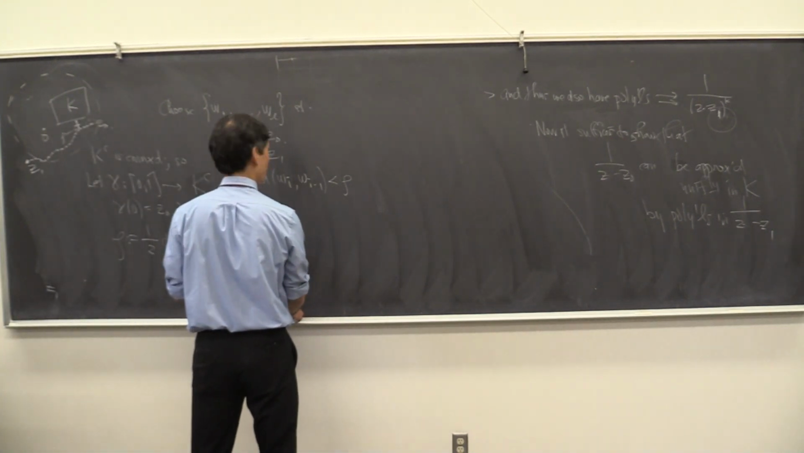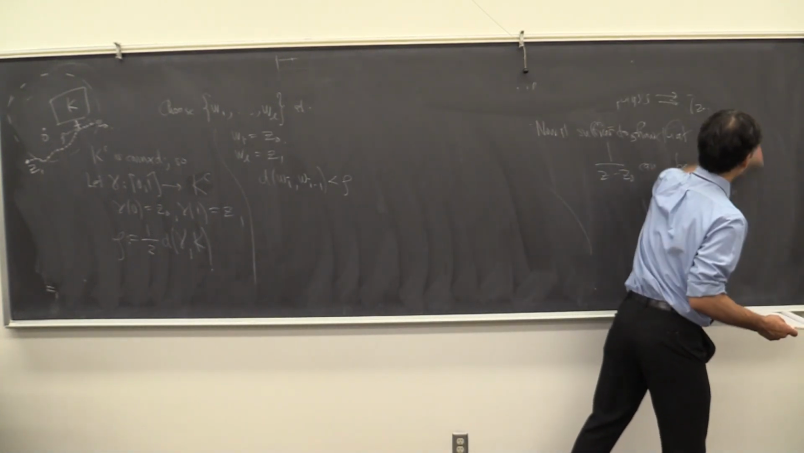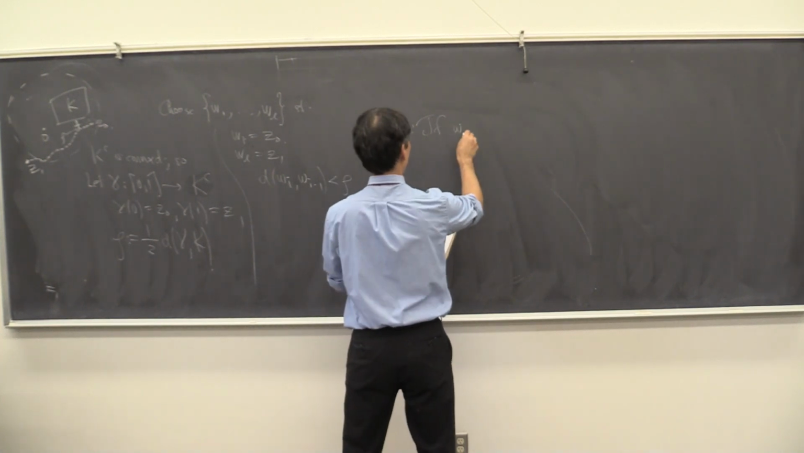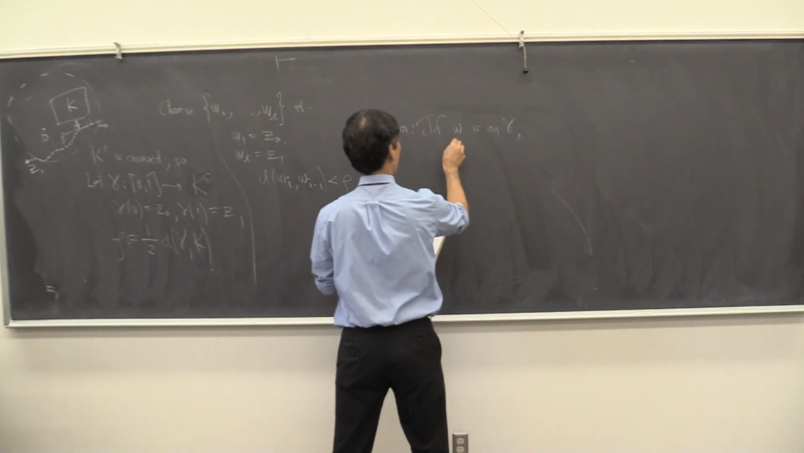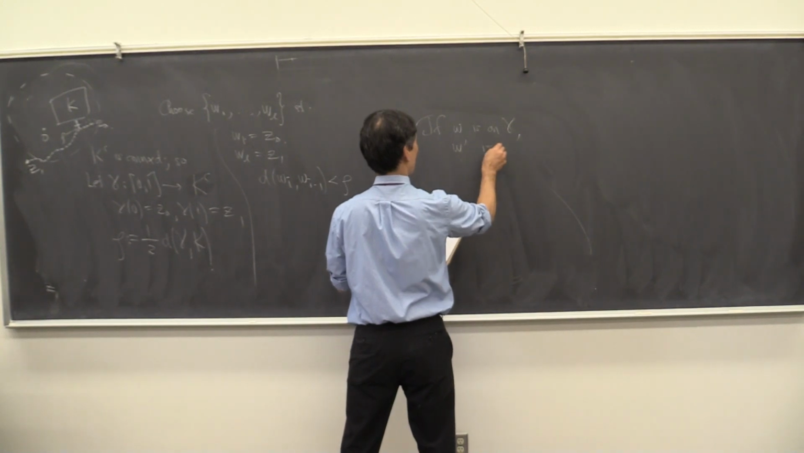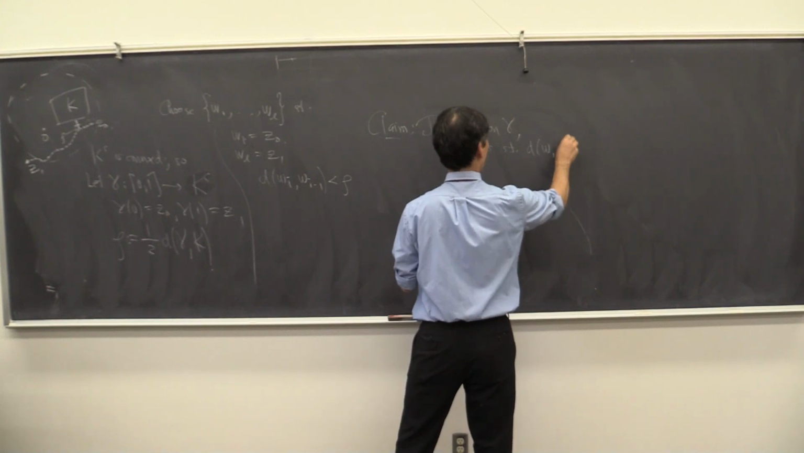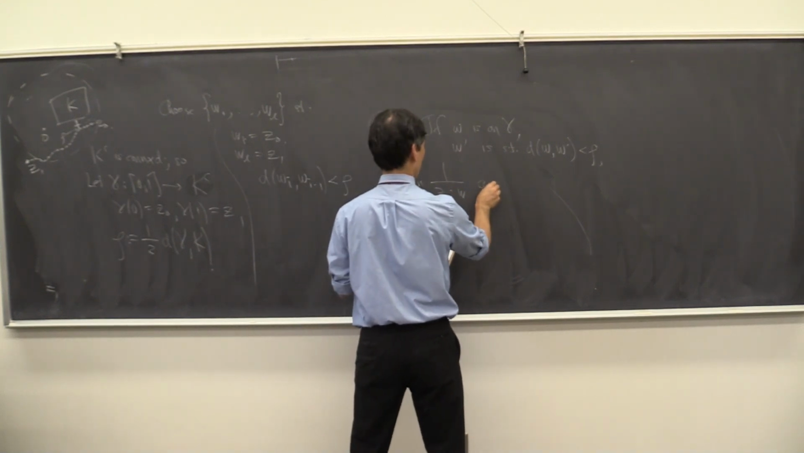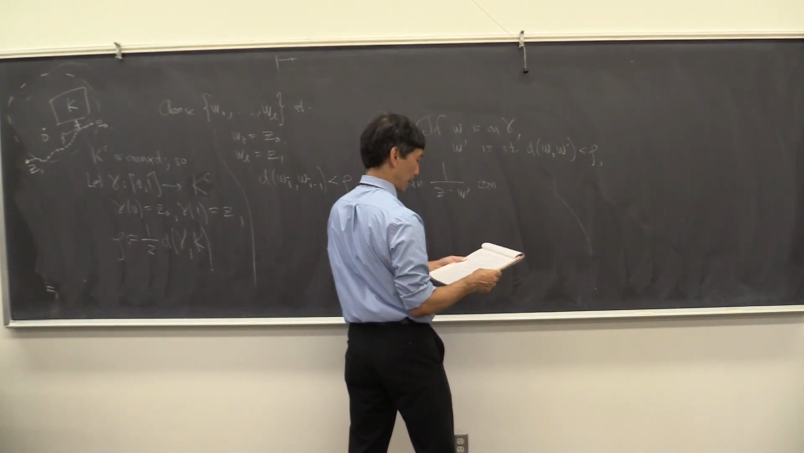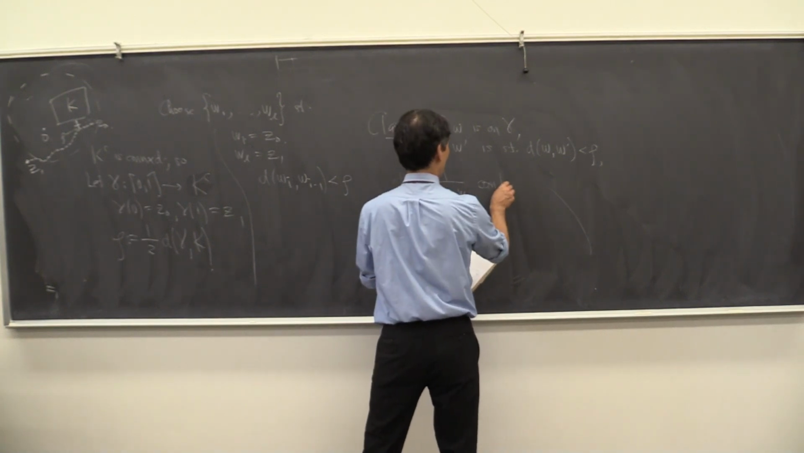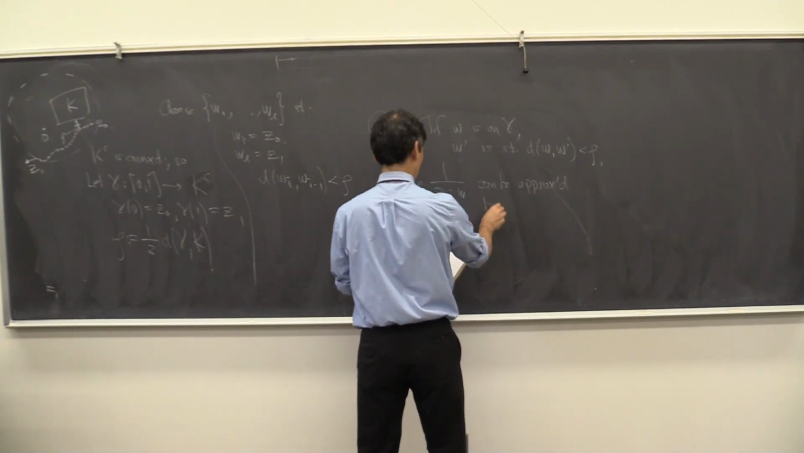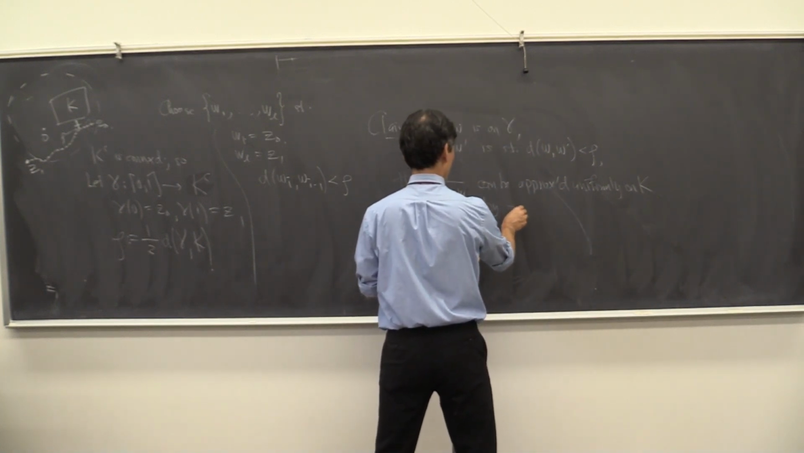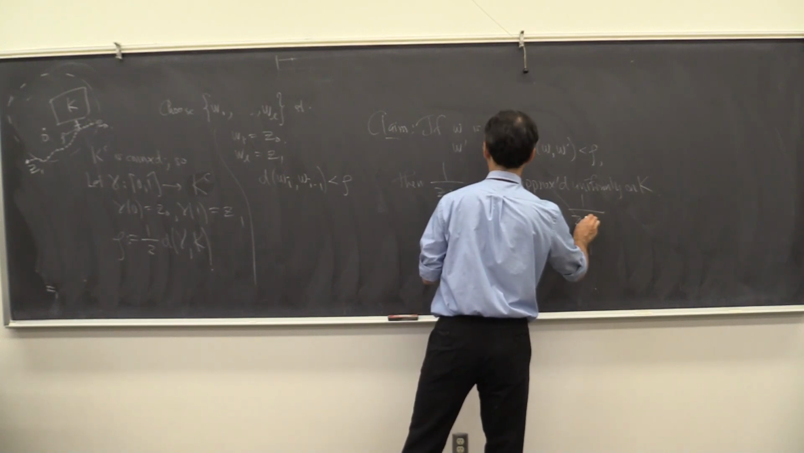Okay, and here's the key point. If W is a point on gamma and W prime is within rho of that point, then 1 over Z minus W can be approximated uniformly on K by polynomials in 1 over Z minus W prime.